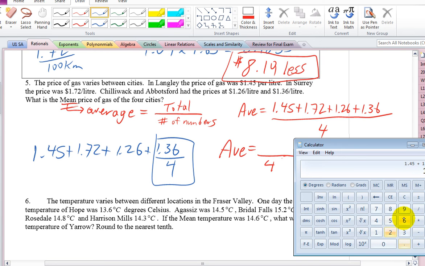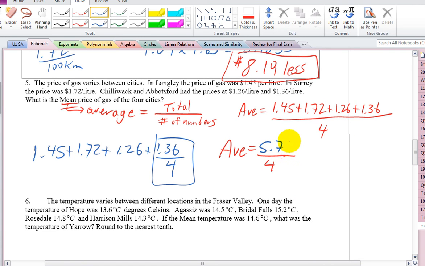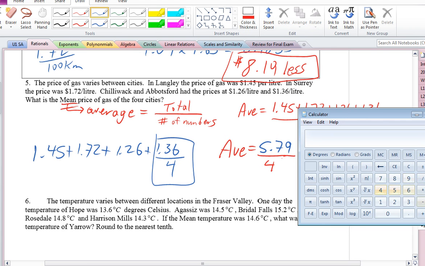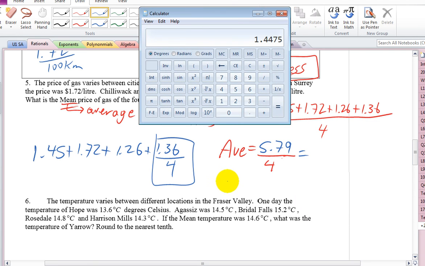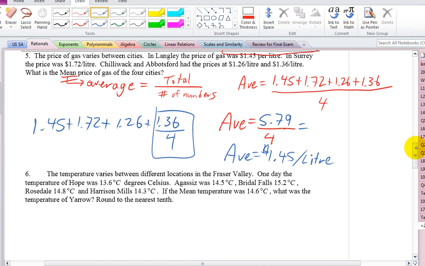Now all you have to do is press equals. It's a very simple thing to do. Okay, so 5.79. I always get in the habit of doing this just so I don't get a wrong answer, because it's such an easy thing to make this simple error. Then divide by 4, and so the average is $1.45 per liter. Okay. You want to include units when you're doing word problems, or a simple sentence, something like that. Any questions?